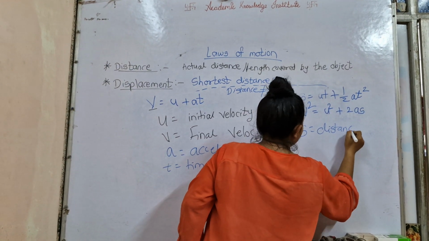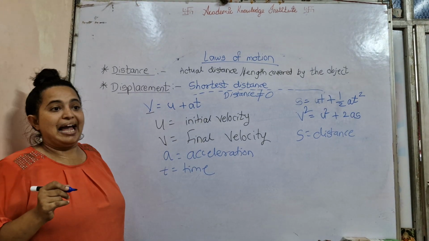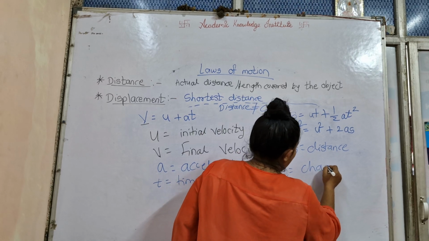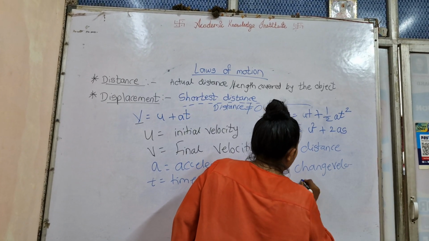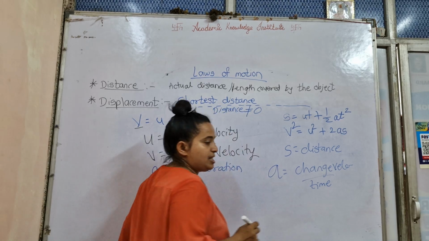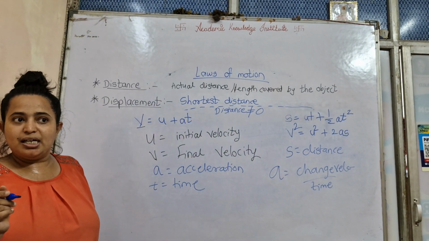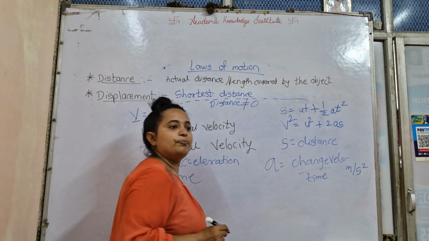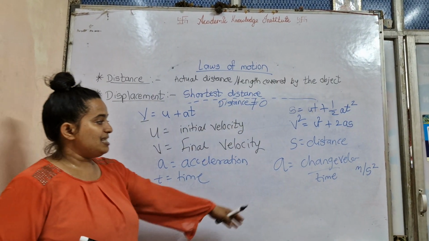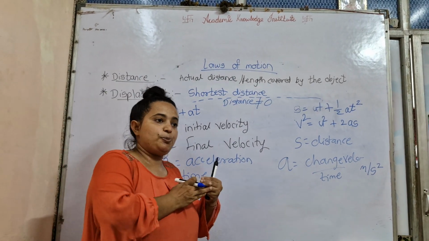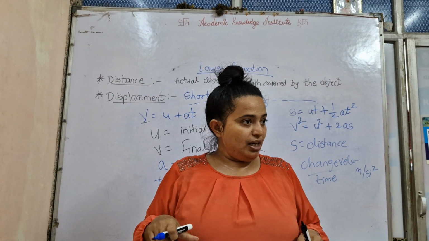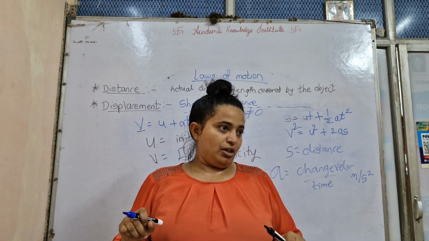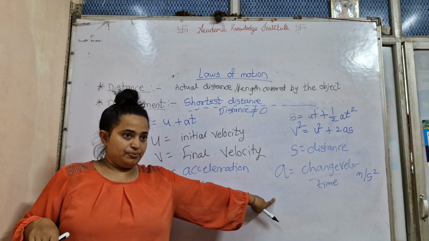Now what is acceleration? Acceleration is change in velocity upon time. The unit of velocity is meter per second, and here again the time, so the unit is meter per second square. Understood? Acceleration is the change in velocity. If I go from one speed breaker to another, I stop my vehicle, and after crossing the speed breaker I again give acceleration to the vehicle. That is the acceleration. Understood?